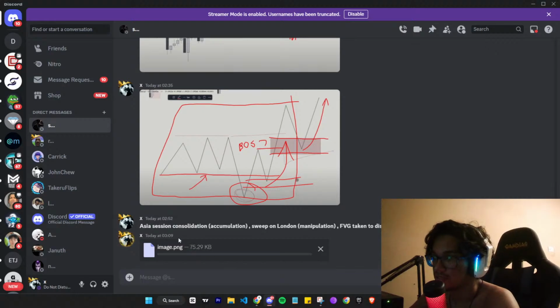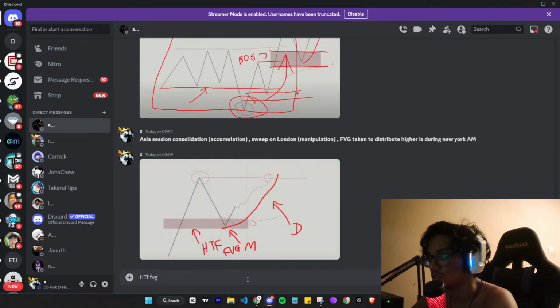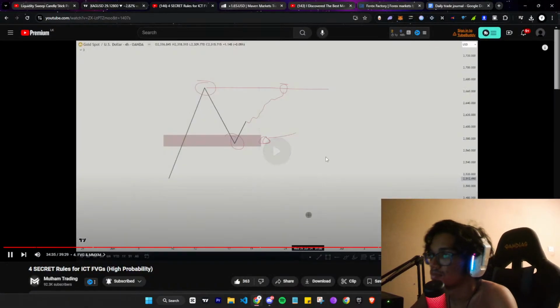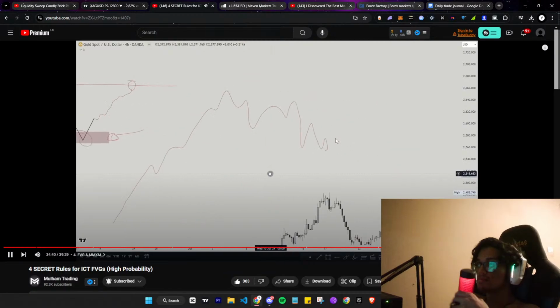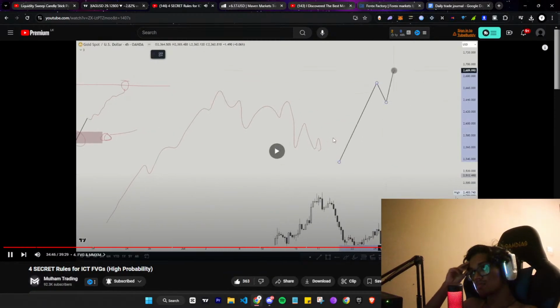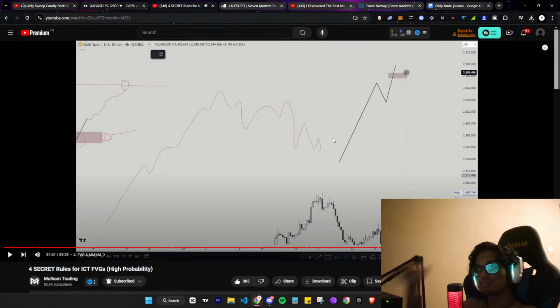Maybe even like a high time frame, which is a bit of a stretch. Other than just going something like this where it's really random, and sometimes we can have something like this where price is going up, coming lower just like this, and then creating a fair value gap maybe here, and we don't have a clear context.